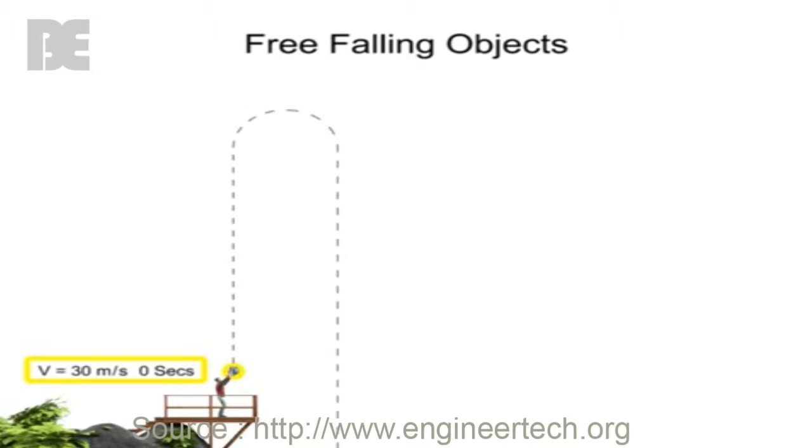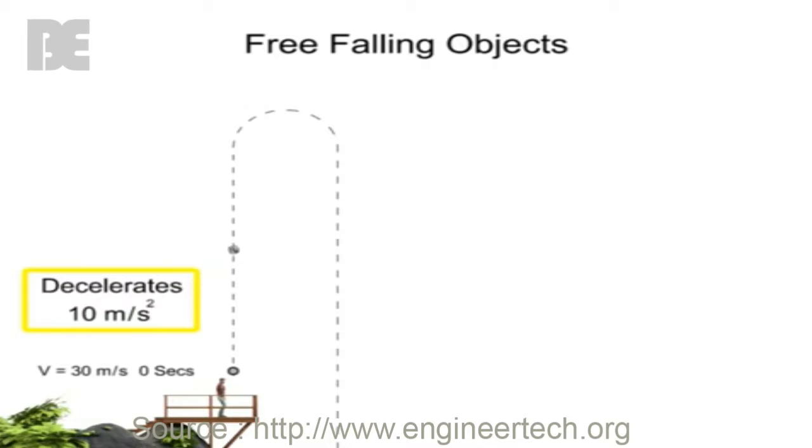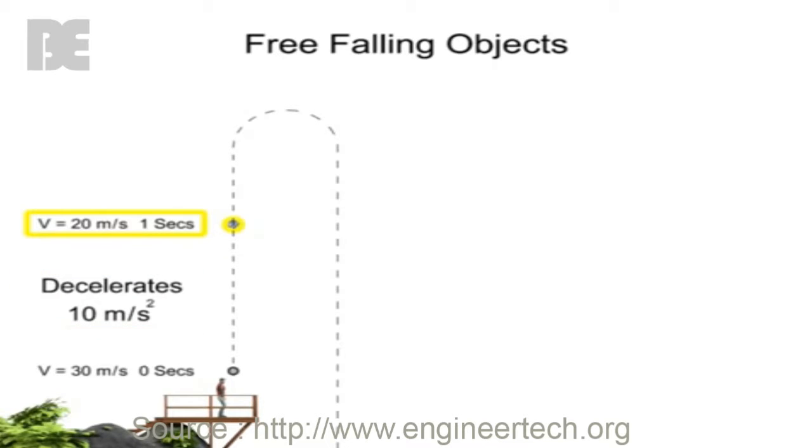Even though the ball's initial trajectory opposes gravity, it's experiencing the influence of gravitational pull throughout its flight. As the ball travels upward away from the Earth, it slows down, or decelerates, at a rate of 10 meters per second squared. After 1 second, the ball is only traveling upward at 20 meters per second. 2 seconds later, its velocity is 10 meters per second.